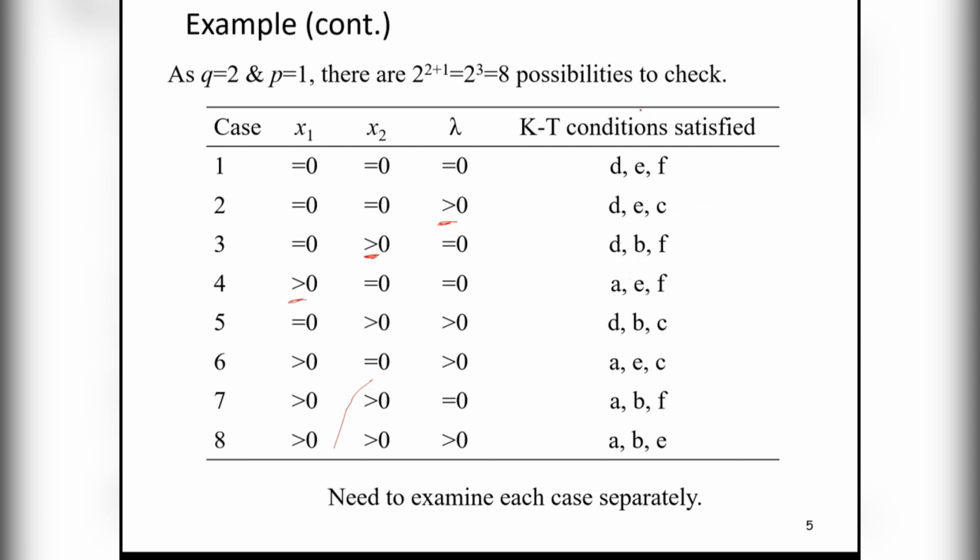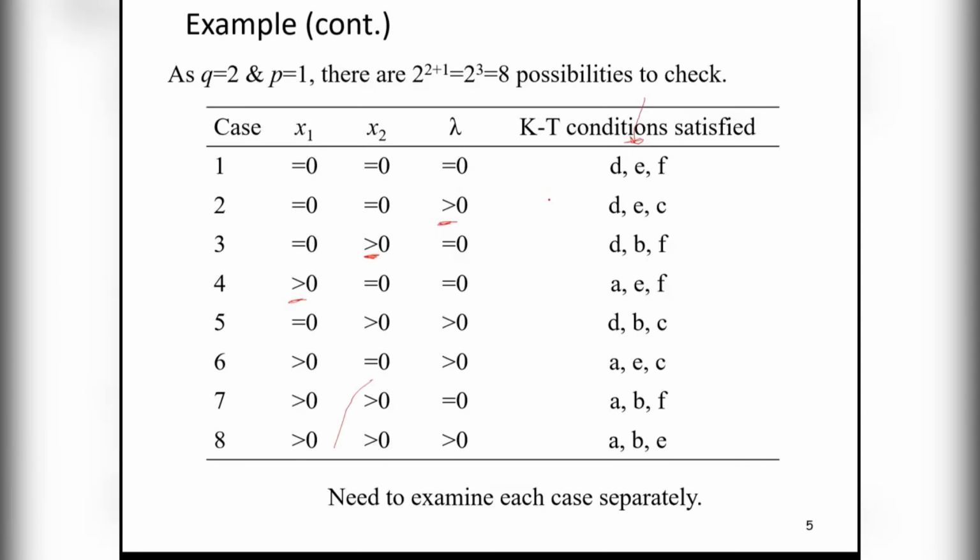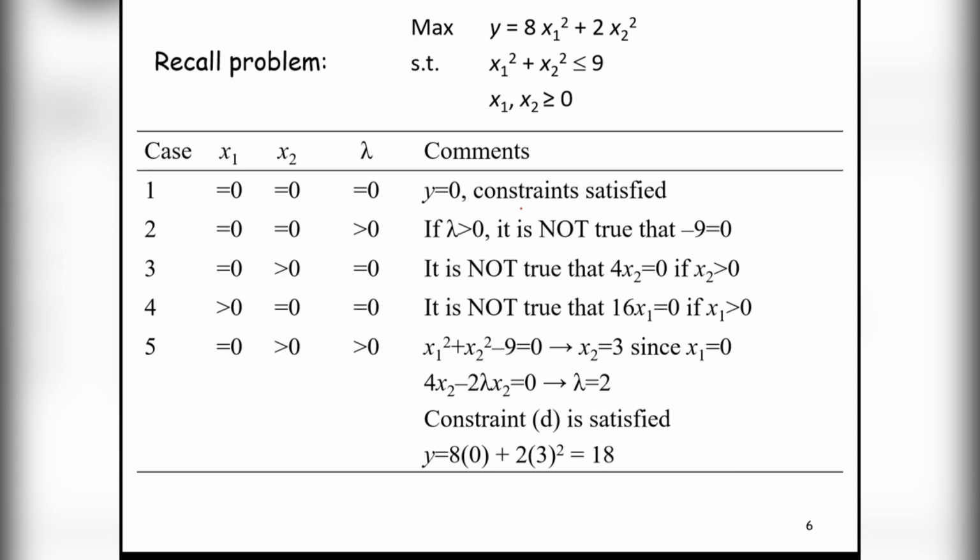They're given down here, down this column, and they refer to conditions A, B, C, D, E, F. And now we're going to work through each case separately. So we have x1, x2, and lambda equals 0. Then what we have is that y up here is equal to 0. The constraints are satisfied. Check this constraint, it's satisfied, and we get a result. So this is a possible solution.